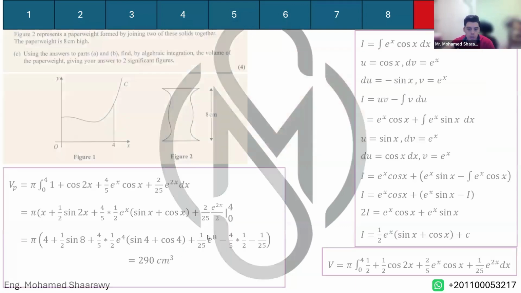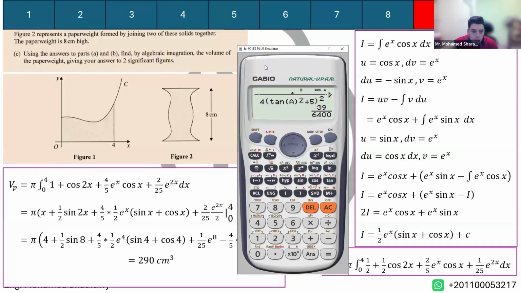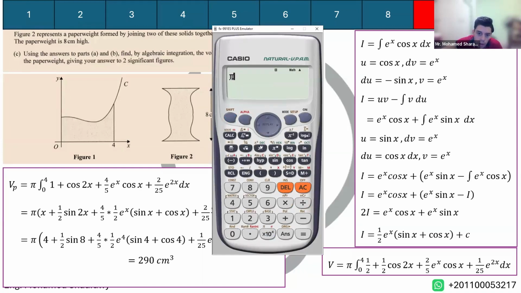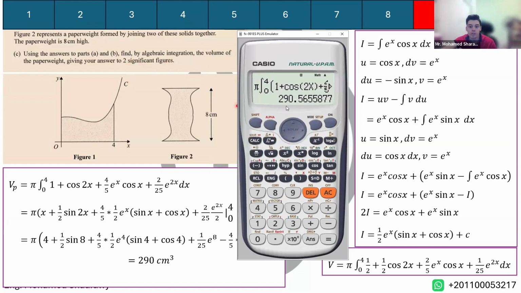Actually, how can I check this in my exam? I can let the calculator do it for me. Pi integral of 1 plus cosine 2x plus 4 over 5 e^x cosine x plus 2 over 25 e^(2x), close the bracket. The integration is from 0 to 4, and to 2 significant figures, it's 290. Yes, I'm correct.